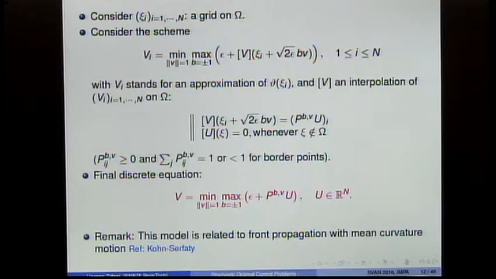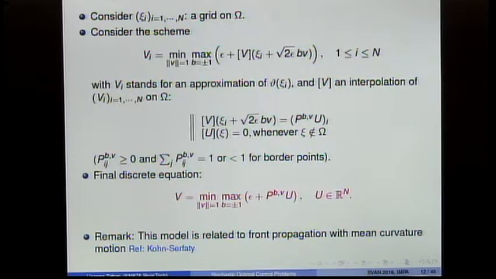Now, if we sum up, this is what we get. We get again an equation with the min max. V, it's V, and here also it's a V. I'm sorry. I will correct the slides before posting them on the website. So now what we are looking for is just a vector in R^n, and V is a solution of this nonlinear system. And by the way, this very simple two-player game problem is related in physics to front propagation with mean curvature. So it's a nice link between PDEs.